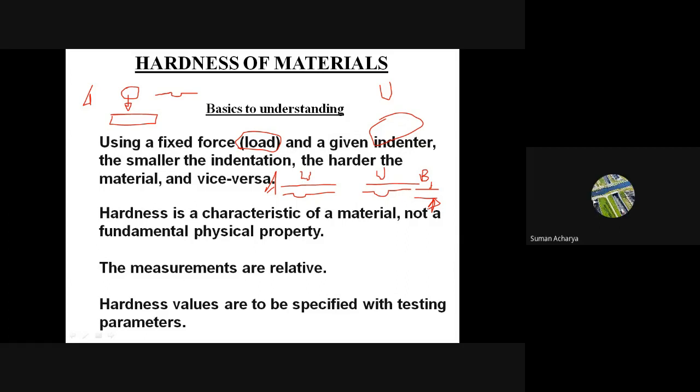Clear? Got it, sir. So for any hardness test, we have to fix two things. One is the load value, another is the indenter type. Keeping these two constant, we can measure the indentation, either the indentation diameter or the indentation depth. The smaller the indentation, the harder the material, and vice versa. Whatever the indentation value, either the diameter or the depth, if it is smaller, the material has higher hardness, and if it is larger, the material has lower hardness. But you can understand that this is just a relative measurement.